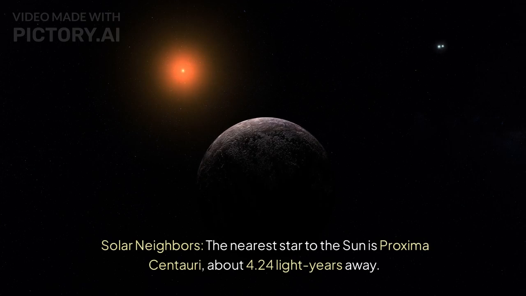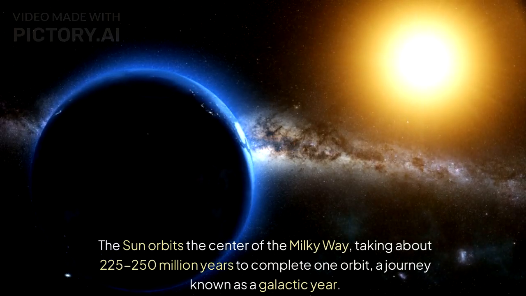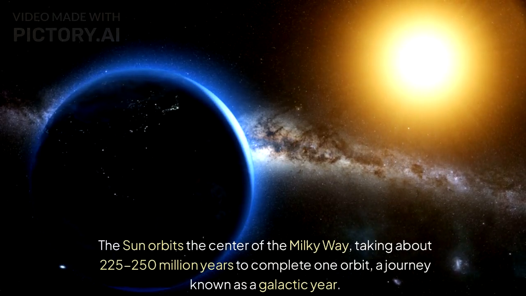Solar neighbors. The nearest star to the Sun is Proxima Centauri, about 4.24 light-years away. The Sun orbits the center of the Milky Way, taking about 225 to 250 million years to complete one orbit, a journey known as a galactic year.